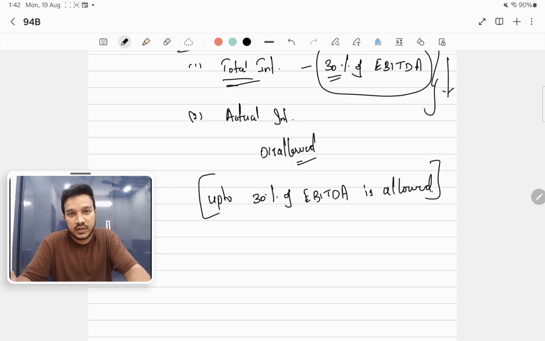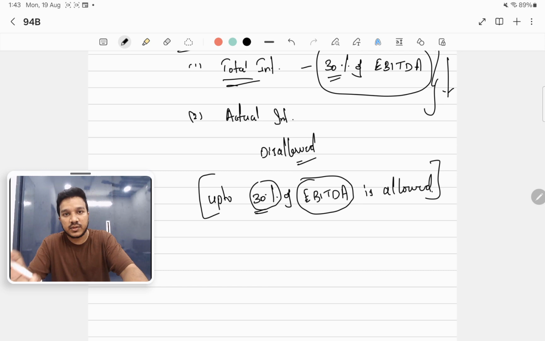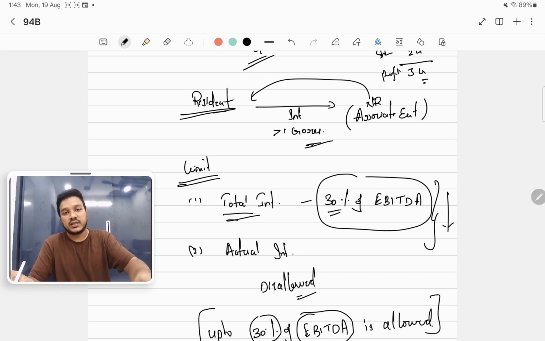Okay, up to 30% of EBITDA. First you need to calculate the EBITDA. It is very easy. You need to add back all the interest, depreciation, amortization, everything will be given in the question. You just need to add back to the net profit, and whatever figure you are getting, take 30% of that. Okay, and then compare with your actual interest payment. If the actual interest payment is less than this 30%, then take the actual interest only. If your actual interest is more than this 30%, then 30% will be allowed as deduction. Clear? And then another important point is 1 crore. Remember, this section is applicable only if your interest payment is more than 1 crore.